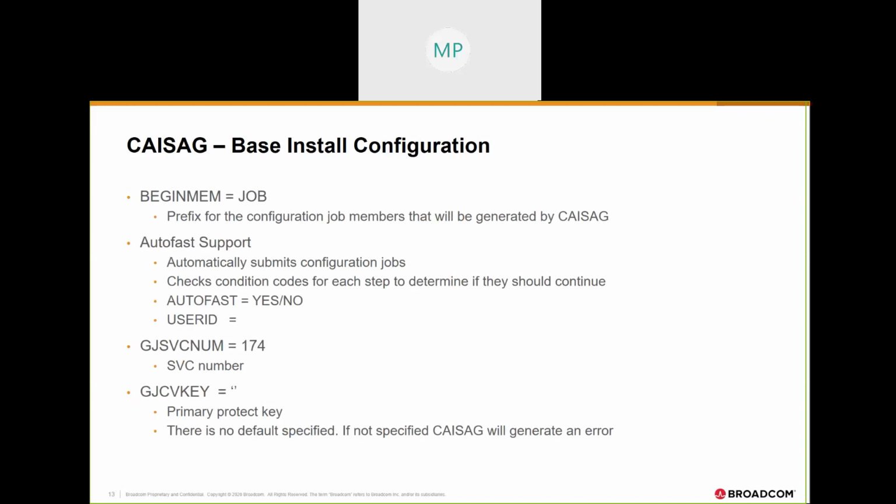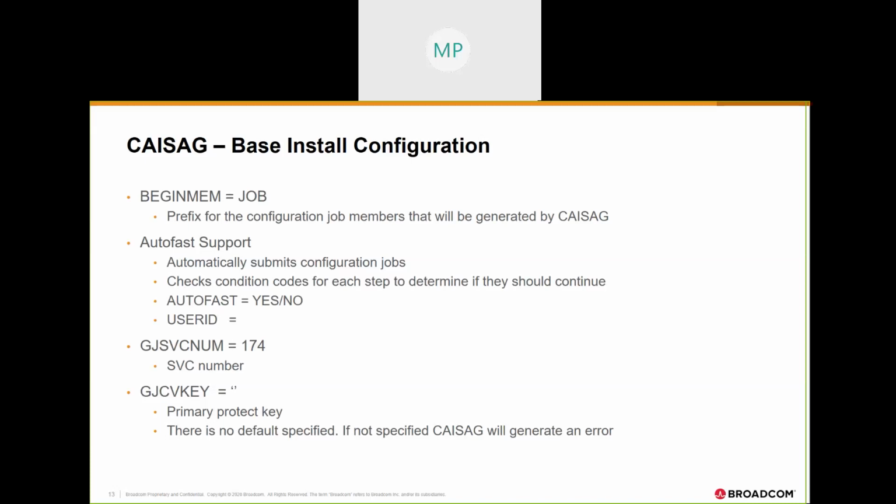So AutoFast support, this allows you to automatically submit the configuration jobs. So earlier I said there are 18 jobs that are created and used to configure the CV. By default, you have to submit each job one after another manually. Using AutoFast allows the job to get submitted automatically when the previous job has finished successfully, and it does that through condition code checking. So AutoFast can be set to either yes or no, and the user ID field is only used if AutoFast is yes, and that is the user ID to notify when a job completes successfully or if it fails.